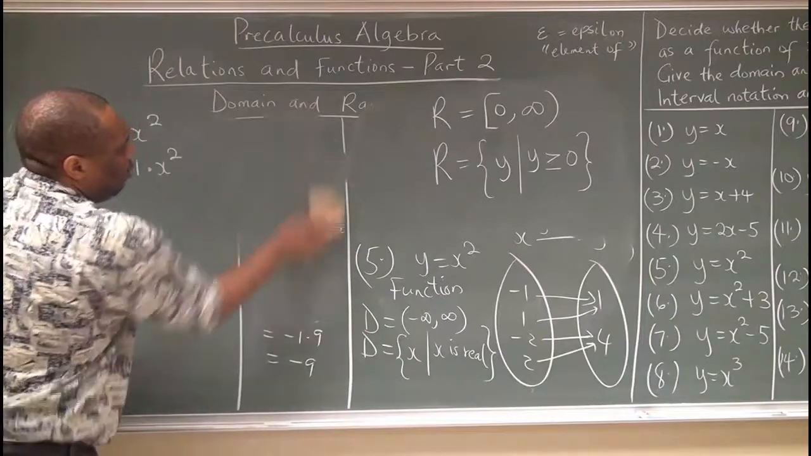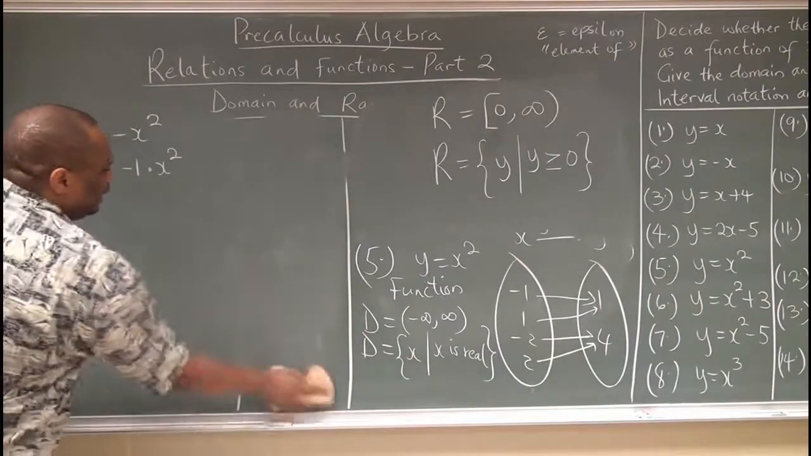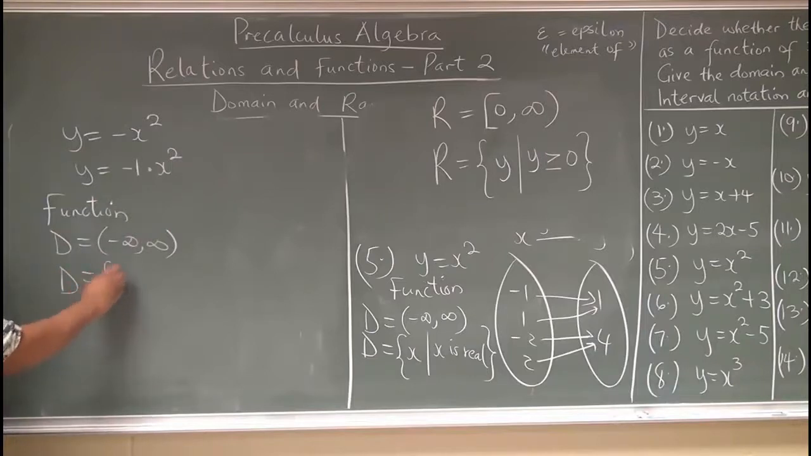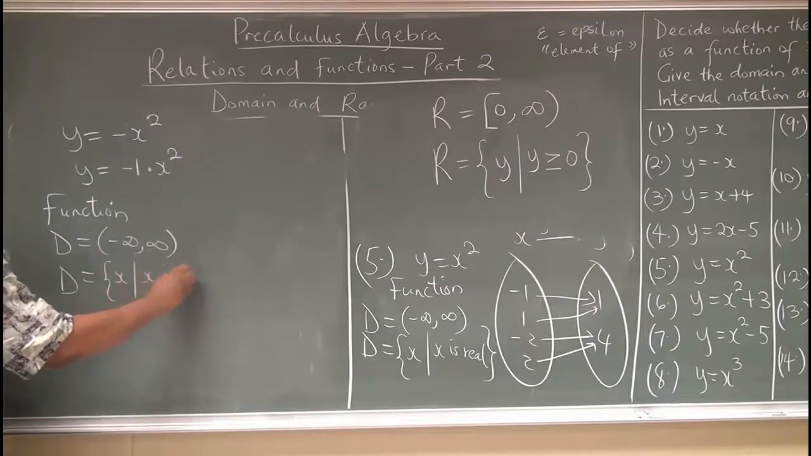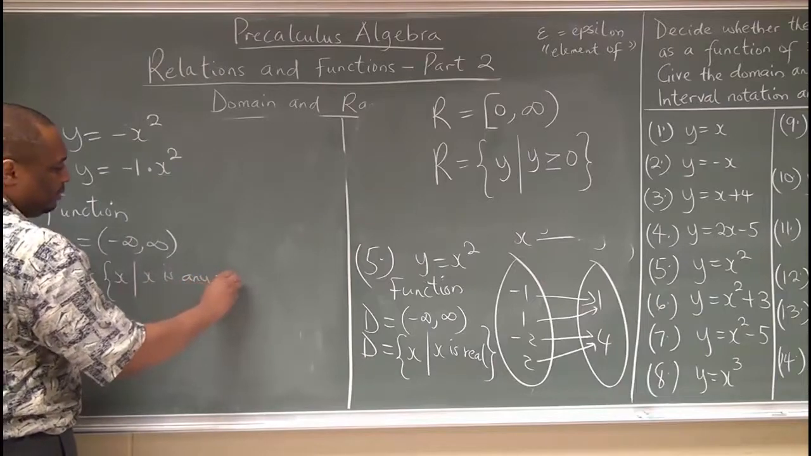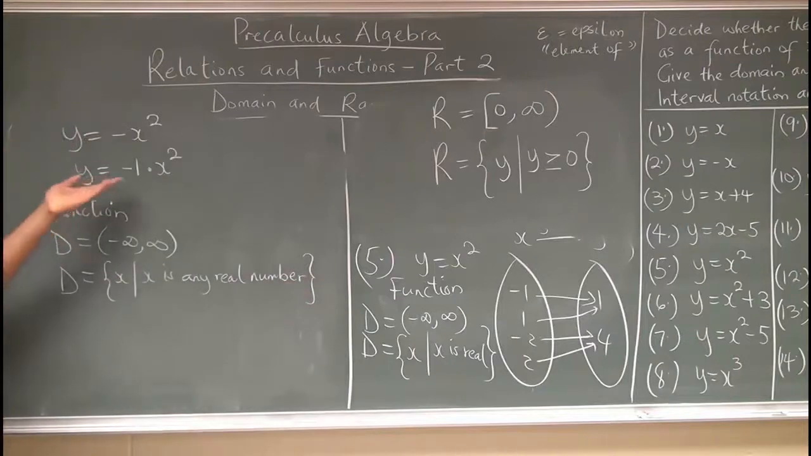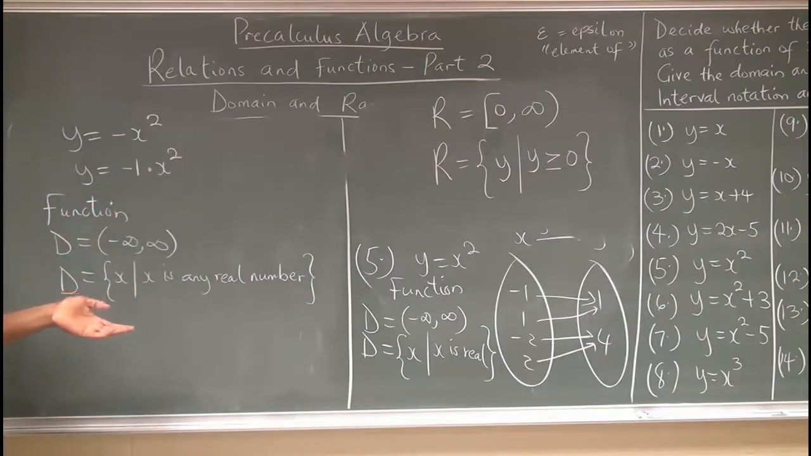Now, how do we find this now? How are we going to find it? This is a function. Okay? What is the domain? The domain, of course, can be anything. Domain is from negative infinity to infinity. And then in set notation, domain is x such that x is any real number, or x is a real number. Okay? Now, what is the range? What do you think will be the range?